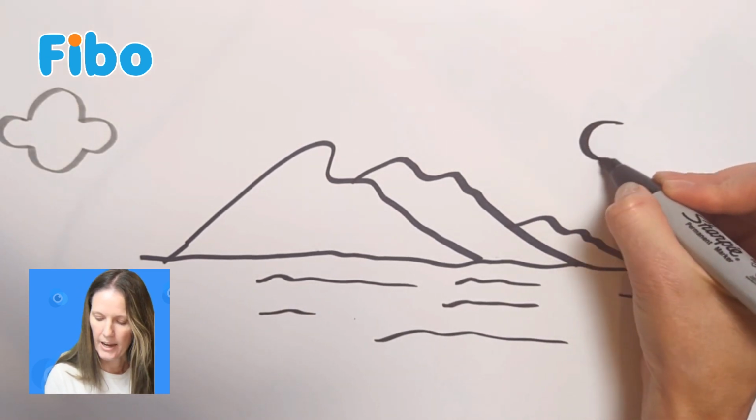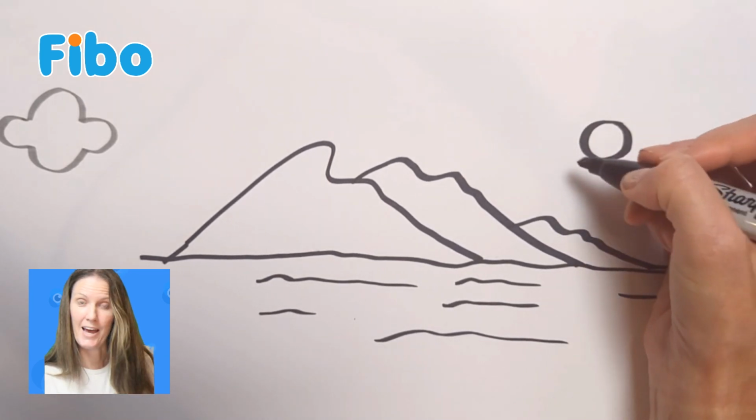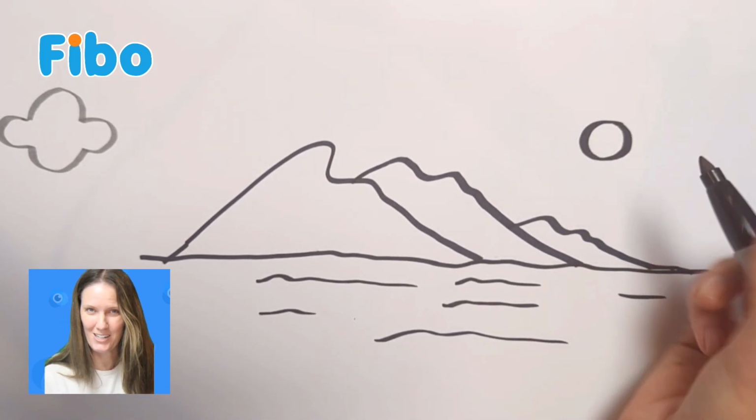I can draw a sun. Okay, don't draw the little lines coming out if you want it to be a realistic picture, okay? If you want it to be a cartoon, that's fine.